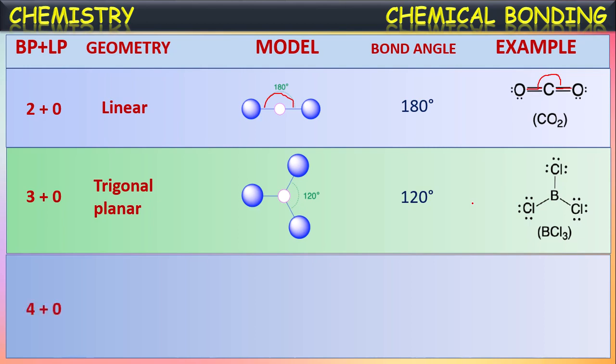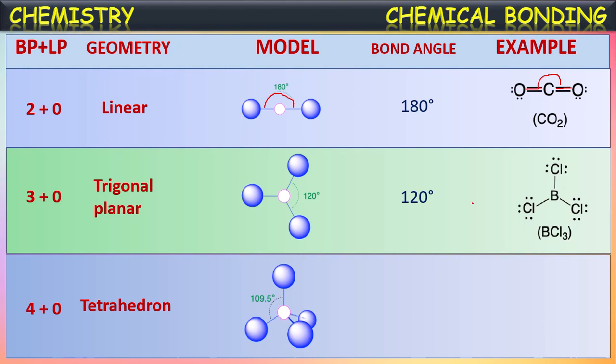Next, let us see the molecules with four bond pairs and no lone pairs on the central atom. Then the geometry is expected to be tetrahedral. See, that will be represented like this in this model. Tetrahedron shape. Four bonds will be arranged at equal distance from each other in space.